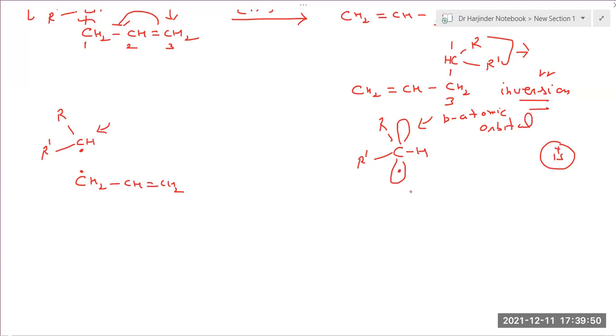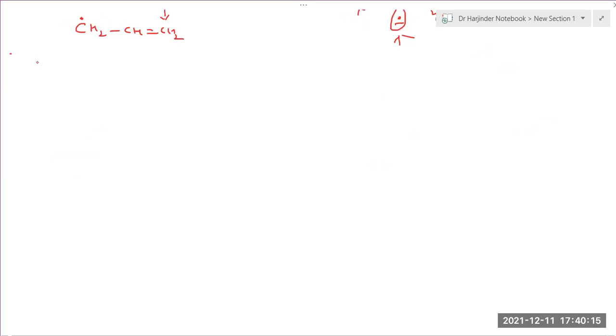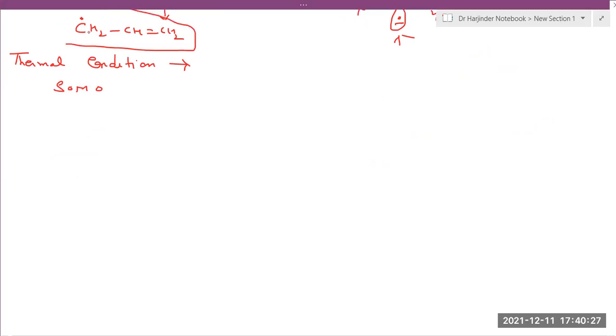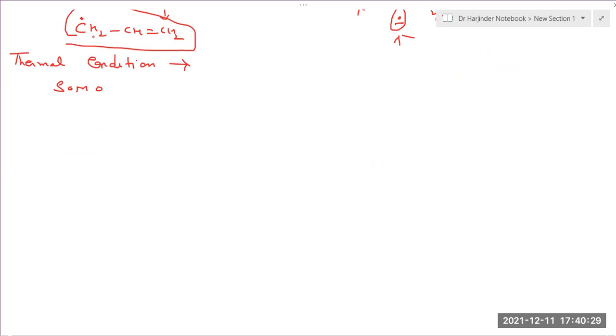Now, what about this one? This p atomic orbital has two lobes. Do they have the same sign or opposite sign? Opposite sign. So one lobe will have a plus sign, another will have a minus sign. Here the migration will take place to this carbon. So in the thermal condition, which one is your SOMO? In the allylic system, it is the SOMO, the singly occupied molecular orbital.